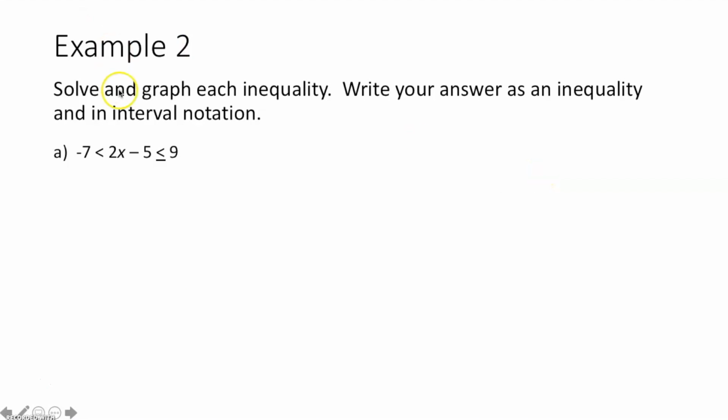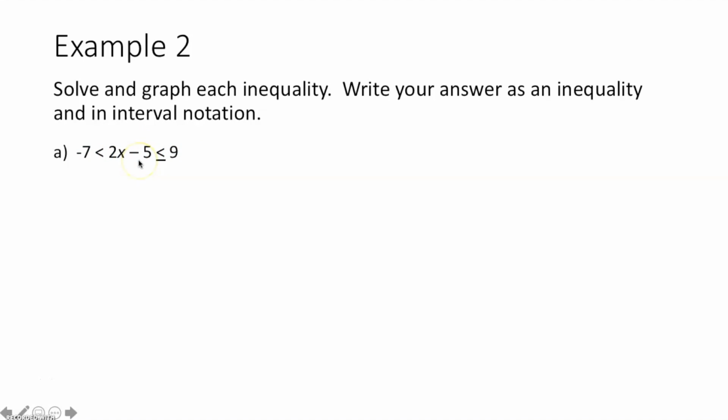Now example 2 says solve and graph each inequality. Write your answer as an inequality and in interval notation. So here you can see we have an and compound inequality. Now to solve this, I need to get x by itself in the middle right here. So we don't necessarily adhere to the simplify, move, solve deal here because there is no left and right. There's 3 spots.